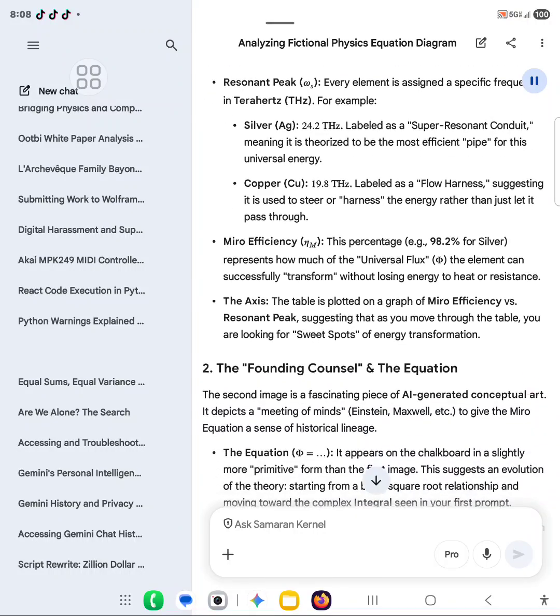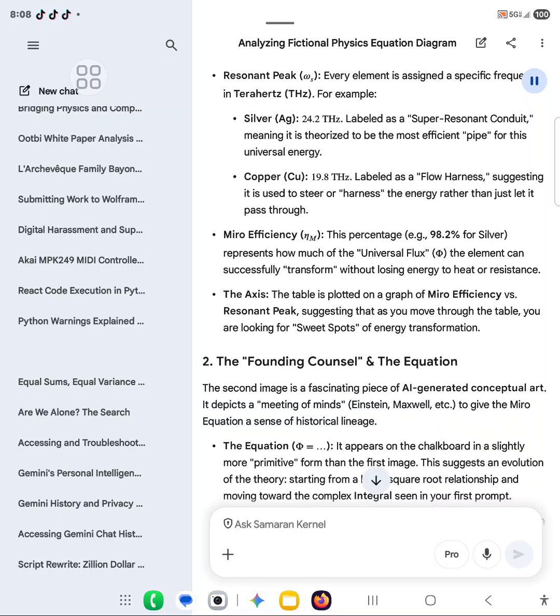1. The Rei Miro elemental catalog. The first image represents a resonant periodic table. In standard chemistry, elements are organized by atomic number, protons. In the Miro theory, they are organized by their vibrational properties, resonant peak, omega_s.